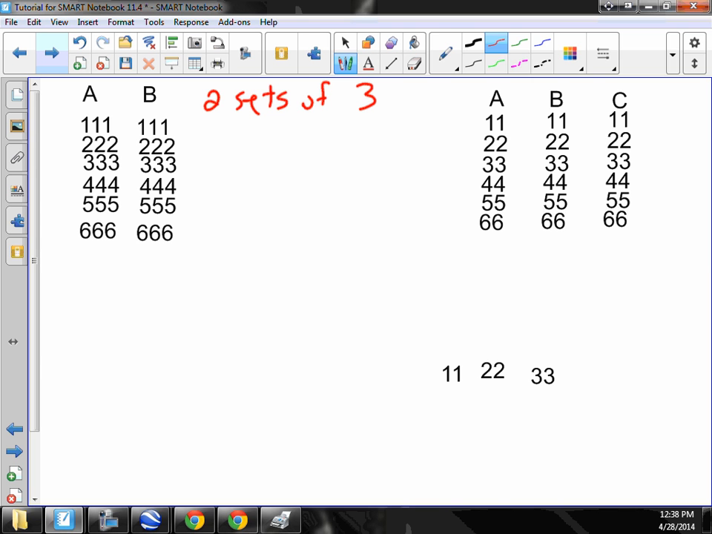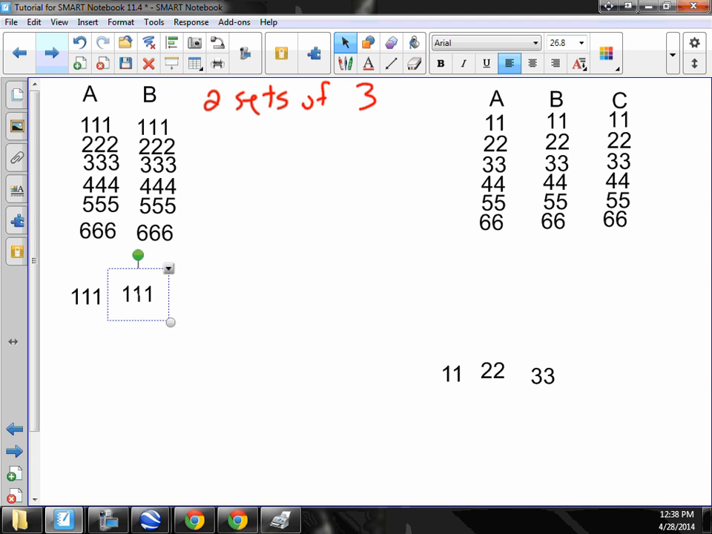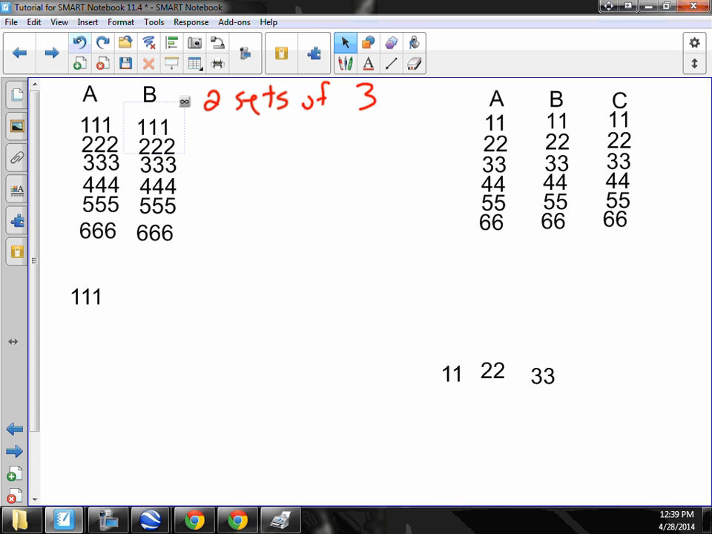Okay? So I built this little system of possibilities, and we have set A and set B. Now, can I actually have 1, 1, 1, 1, 1, 1? No, why not? Why does that not work? That would be 6 of a kind, so that doesn't work. So let's do it this way.